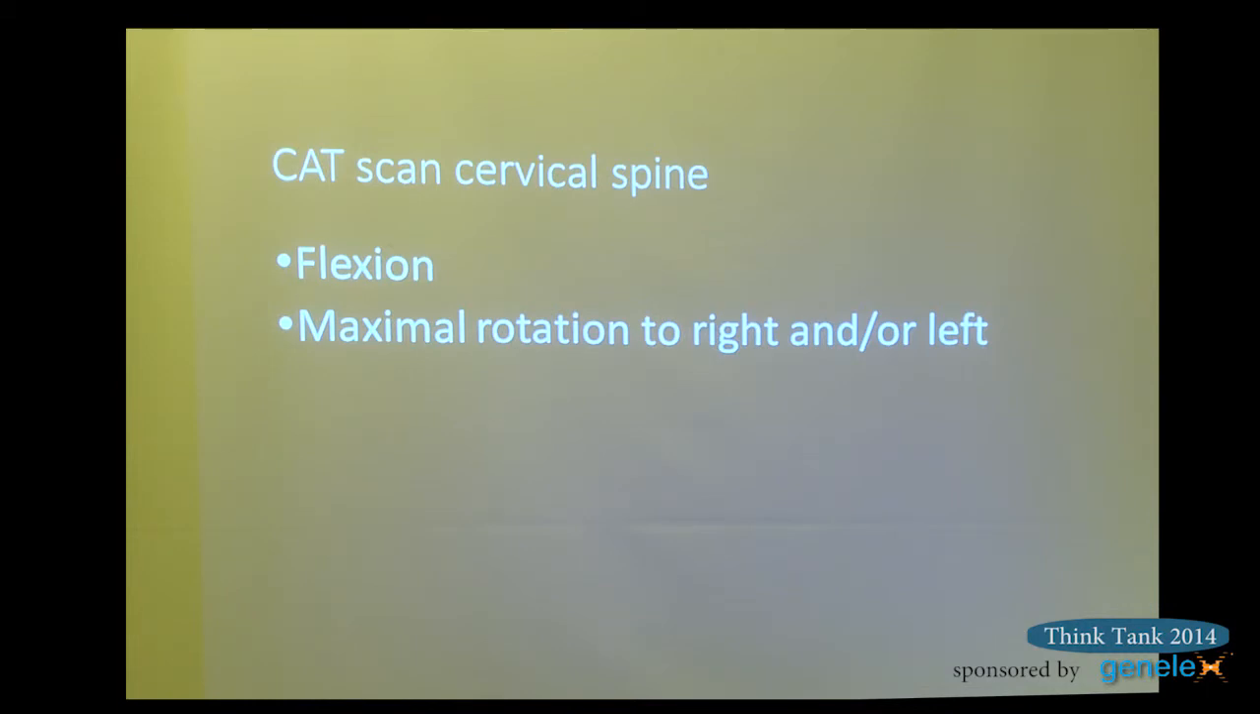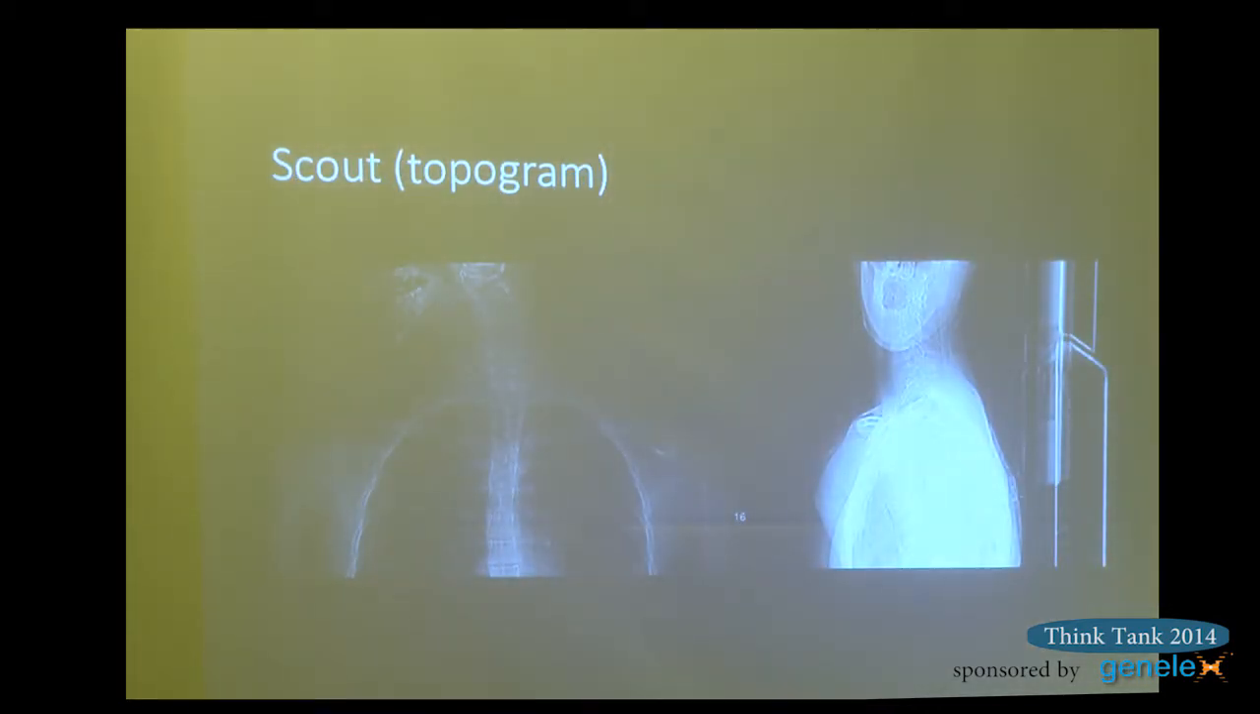CT of cervical spine, we often do it in flexion and maximum rotation to the right and or the left. This is really an indirect indicator of Atlanto-axial instability. That's the first and second vertebrae where there's rotation. And that's more than 50% of our ability to turn our heads to the right and the left. If the ligaments loosen there, there's possibility for impingement.